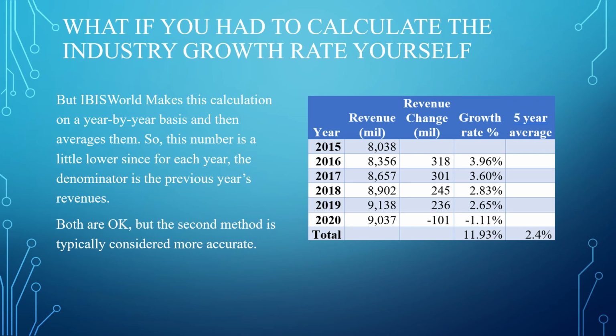So IBISWorld calculates this a little bit differently, and of course the argument is that the second method is typically considered to be more accurate than the first method. But the truth is both methods are okay as long as you understand the assumptions that were made when the calculation was done. That's why it's important, when you see a growth rate presented as one single number like it is in this IBISWorld report, that you are able to figure out how they made that calculation to get to that particular number.